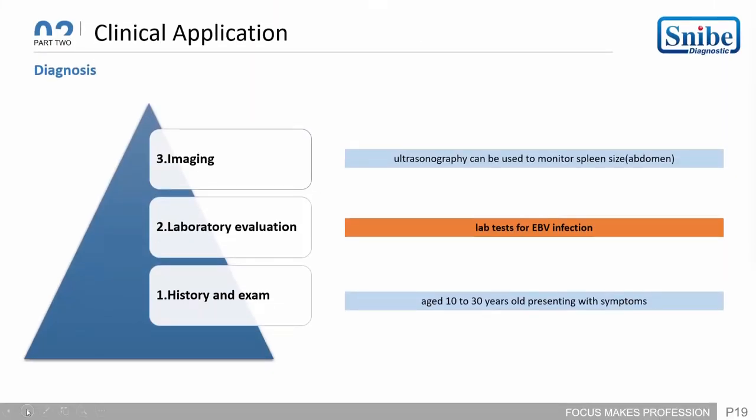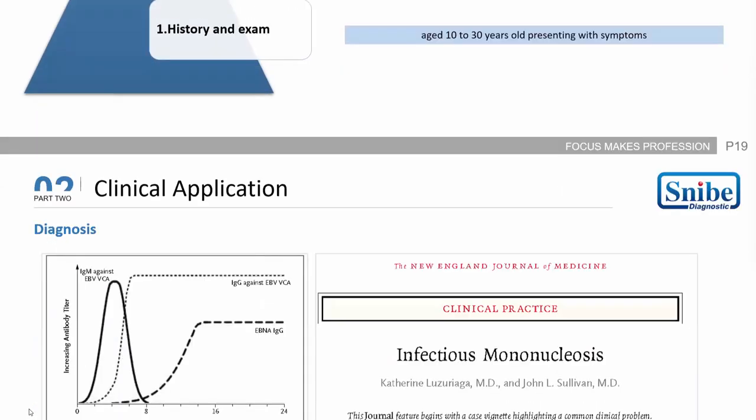Then we have the diagnosis. Diagnosis is based on the history and exam, along with laboratory evaluation and imaging. A patient aged 10 to 30 presenting with the symptoms gets first a history and examination, which gives a positive response. Then you go for a laboratory evaluation, the lab test for EBV infection. If the EBV infection is positive, then ultrasonography can be used to monitor the spleen size in the abdomen. So that's the further investigation.